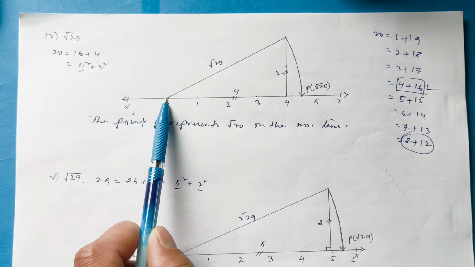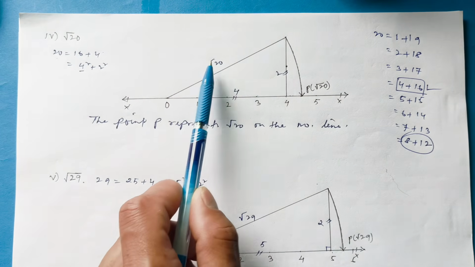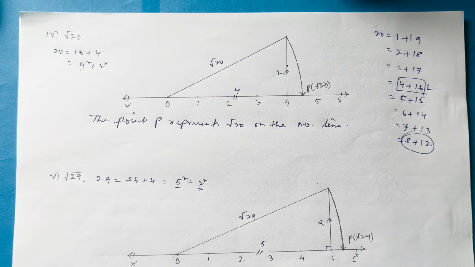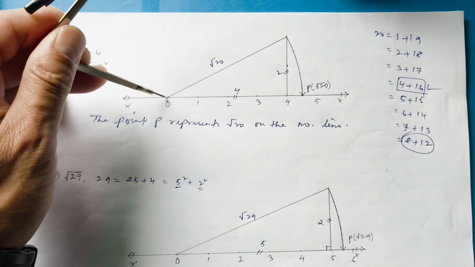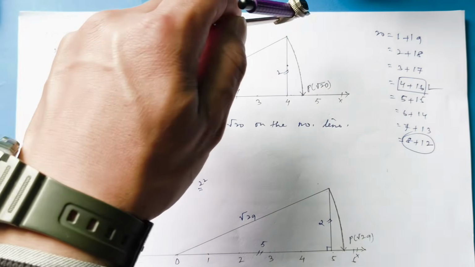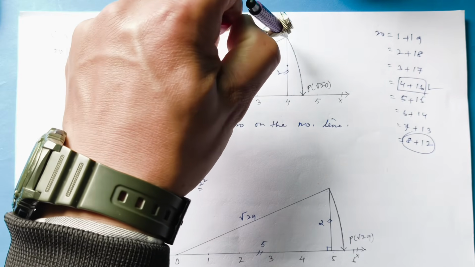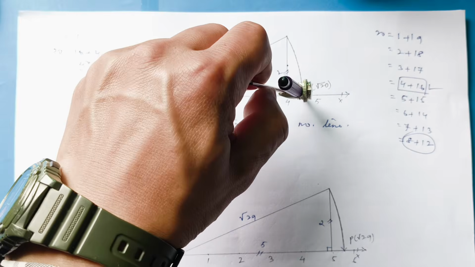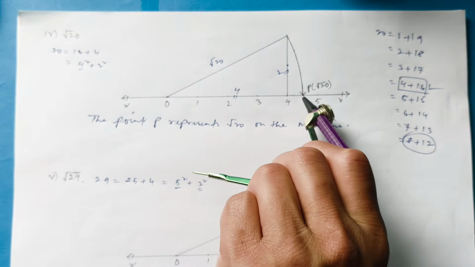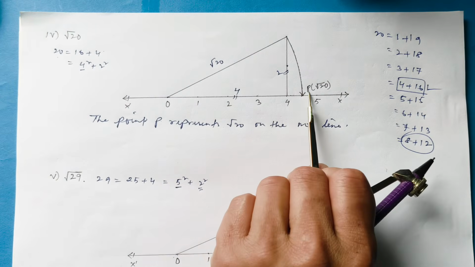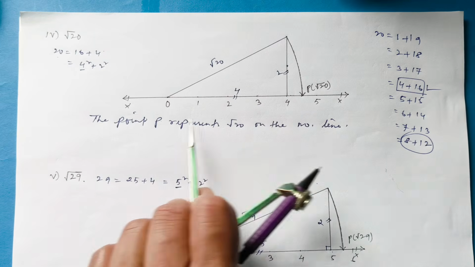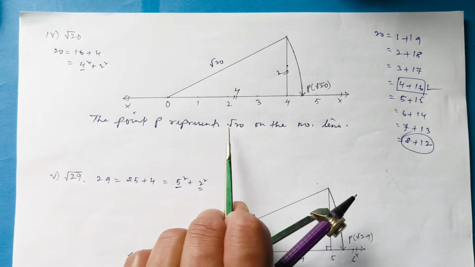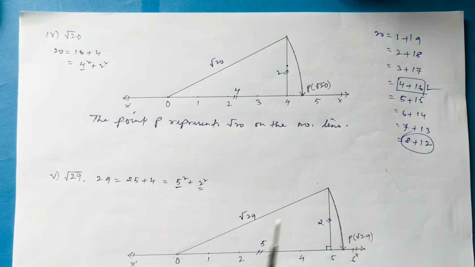So this hypotenuse will be what? Root 20. Now, with center O and radius root 20, let us take it. And now, when I draw this arc, it will intersect at the point P. This point P represents root 20 on the number line. So the point P represents root 20 on the number line.